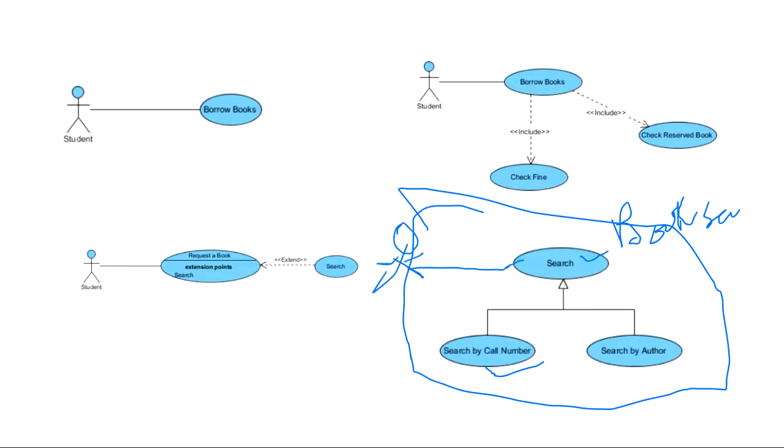Then there will be a full stop. The next statement will say to search a book, he may call by number or he may search by the author. Just this will be written. So with this statement only, you have to identify that okay, he is talking about generalization or inheritance. That to search, he may use either call number or he may use author. Okay, with practice you will get it. No issues.